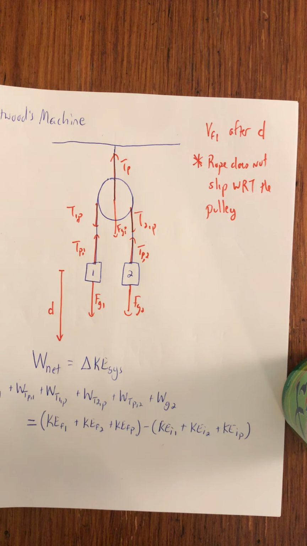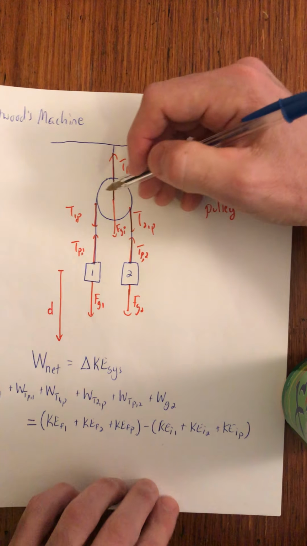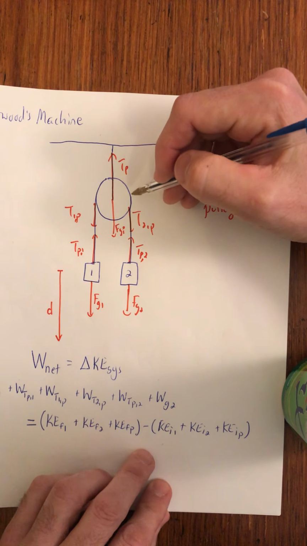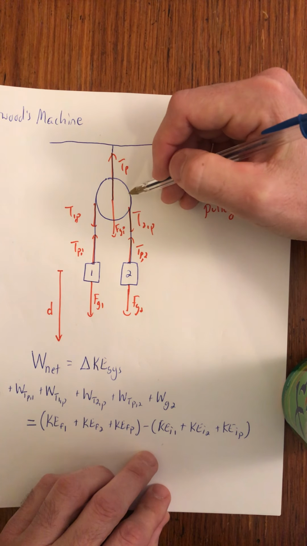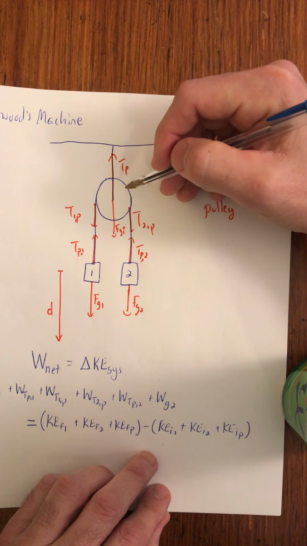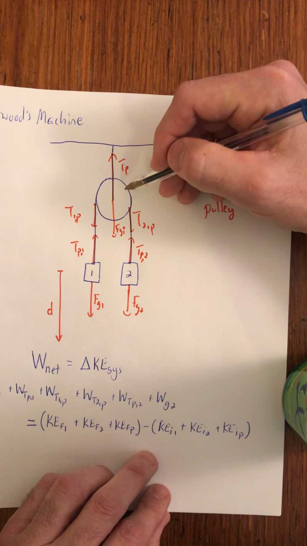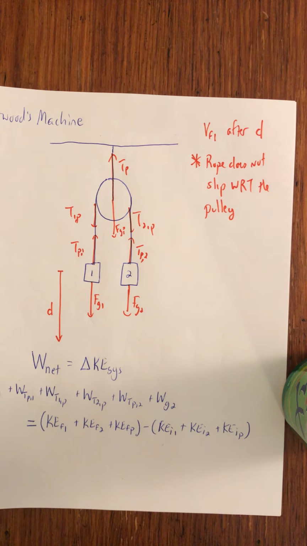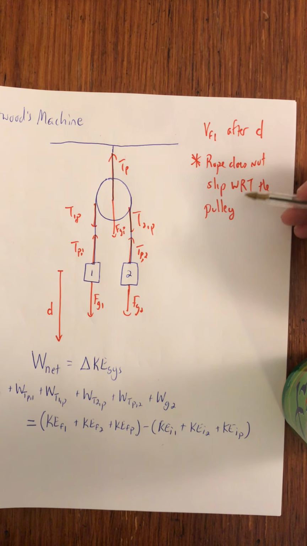So, thing one, let's finally deal with this static friction. I have static friction acting between the pulley and the rope and the rope and the pulley. So why am I not doing a work term in those places? Well, if you think about it, because the rope does not slip with respect to the pulley, there's no displacement going on there.